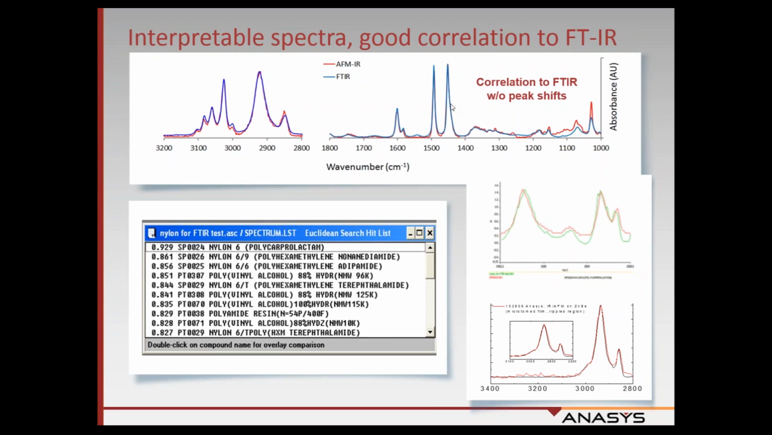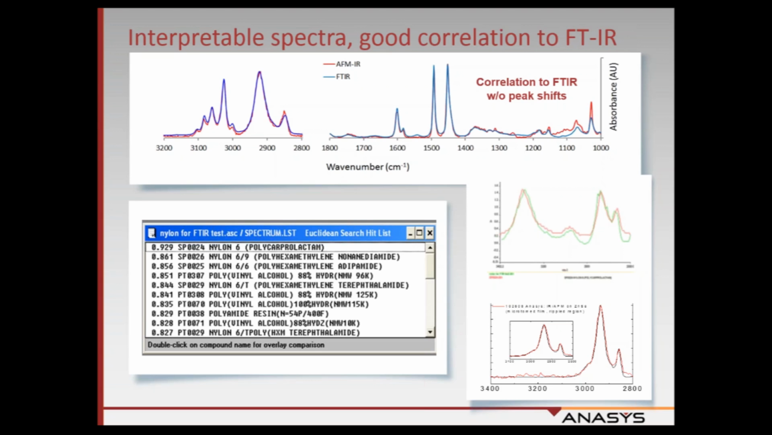And what's great about this technique is that it has very good correlation to FTIR. Here are a few examples in which we're showing AFM-IR data overlapped with FTIR data. And what we see is we don't see peak shifts, which can be induced by some techniques. And we see the relative strength of the absorption band is very similar. The peak width matches and all that kind of thing.